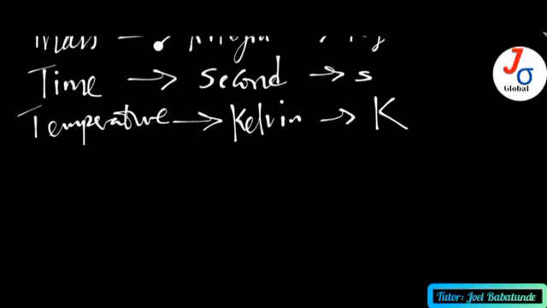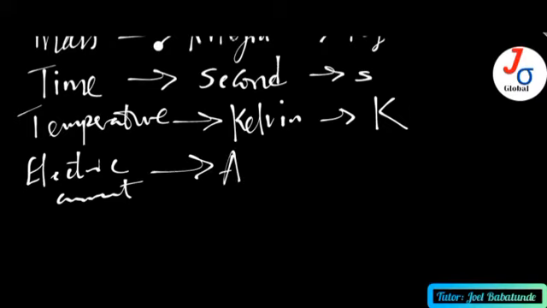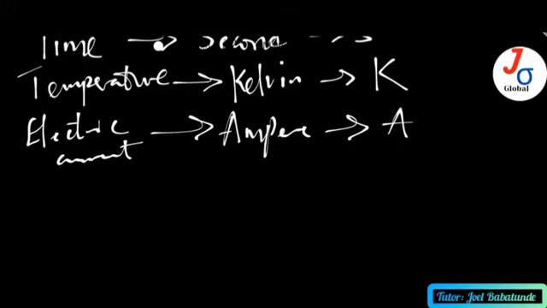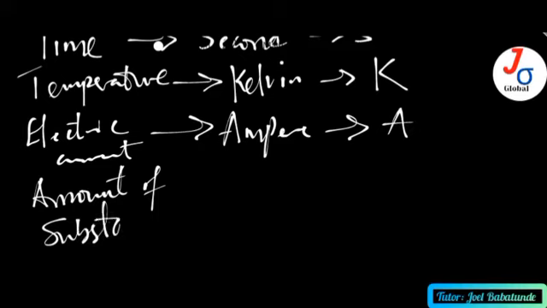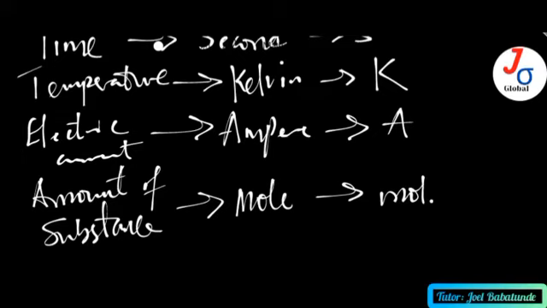Then we have electric current. The unit for electric current is ampere, and that's a capital letter A. Then we have amount of substance. The unit of amount of substance is mole, and the abbreviation is mol.